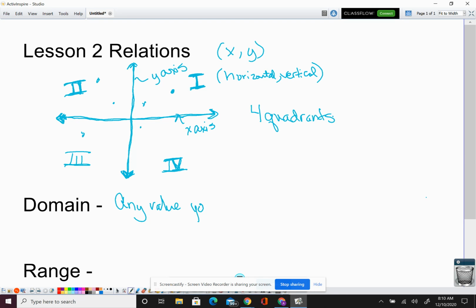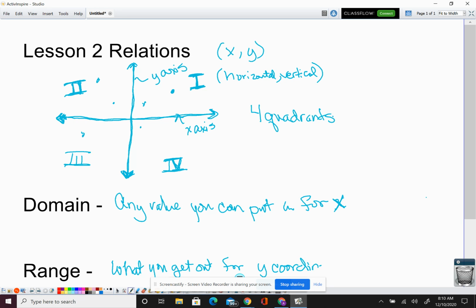you can put in for x. So it's your x values is the domain. And your range is what you get out for your y coordinate. And I'm using these different terms of what you get out, and we'll talk about that in a minute.